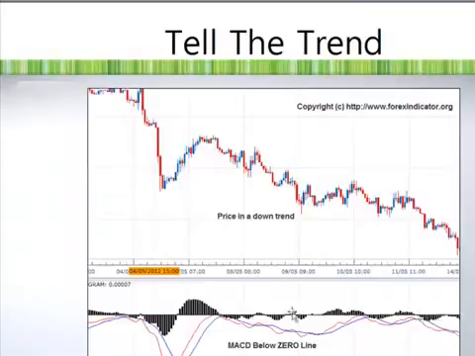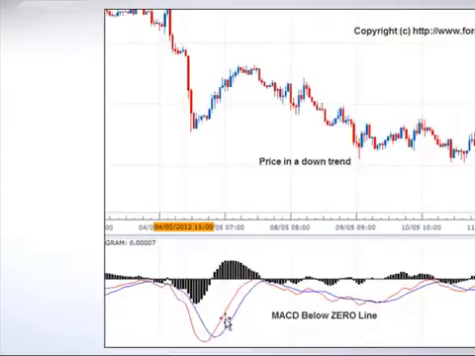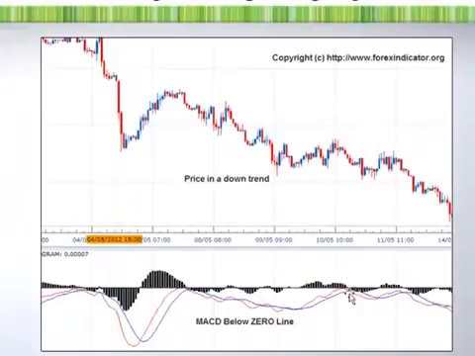Some people call it the water line. You can see the MACD two lines are always below the zero line. Can you see that? It's always below the zero line. The longer it stays below the zero line, the stronger the trend. If it's below the zero line all the way, it's telling you that you're in a strong downtrend.